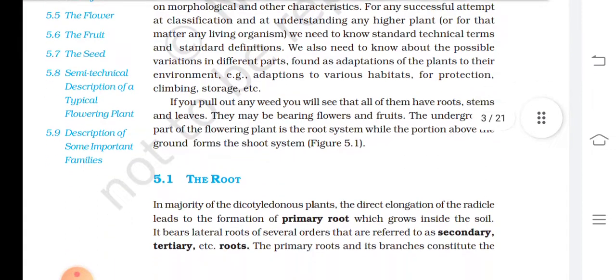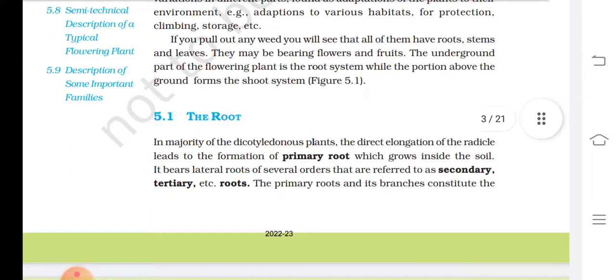If you pull out any weed, you will see that all of them have a root, stem, and leaves. They may be bearing flowers and fruits. The underground part of the flowering plant is the root system, while the portion above the ground forms the shoot system, as given in figure 5.1.